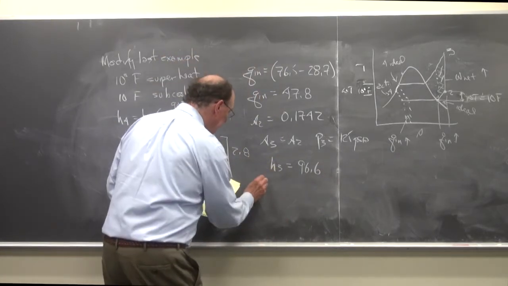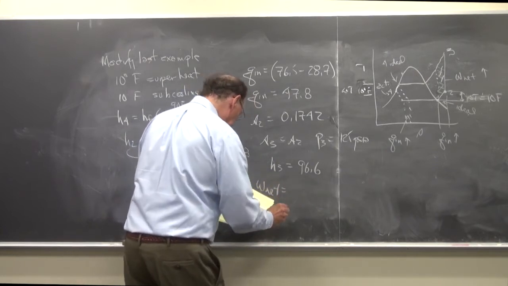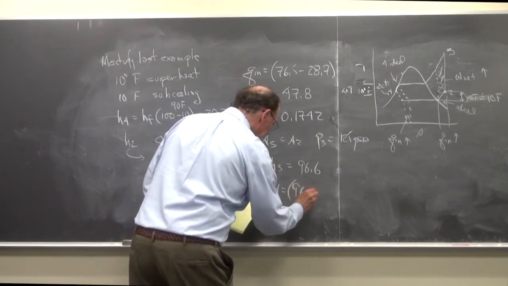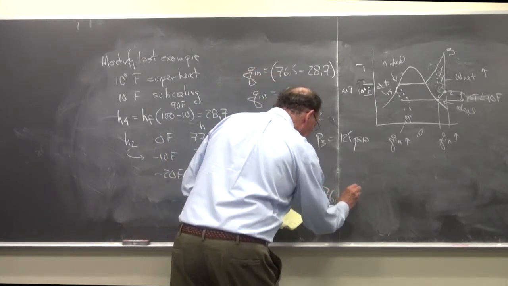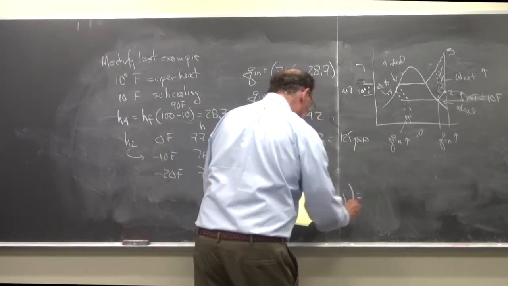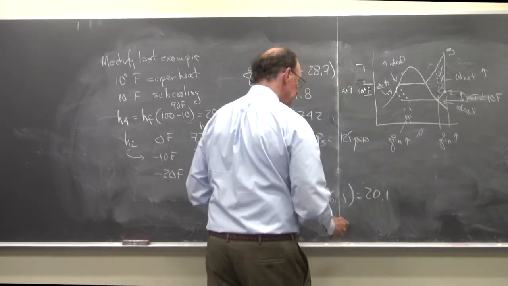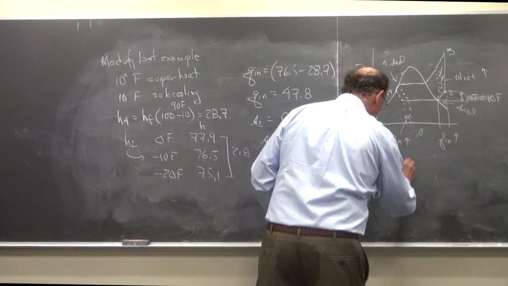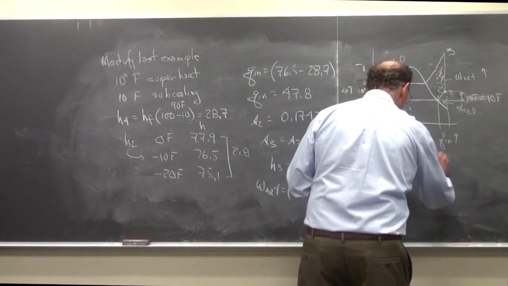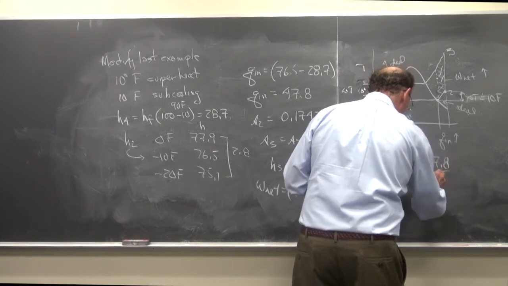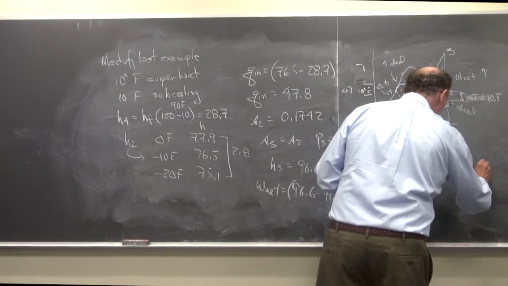And W net is equal to 96.6 minus 76.5 is equal to 20.1. And the COP is equal to 47.8 over 20.1 is equal to 2.4.